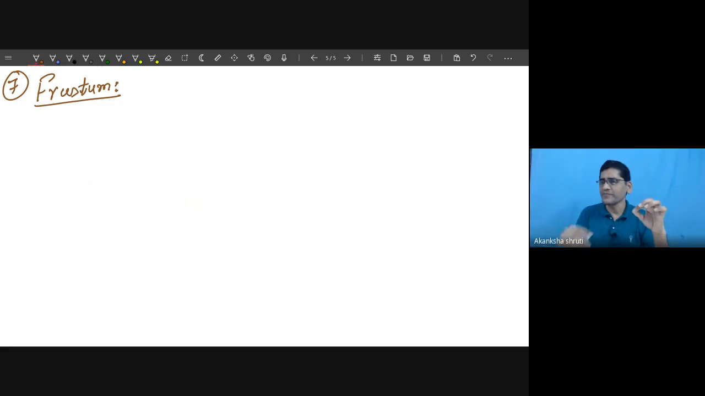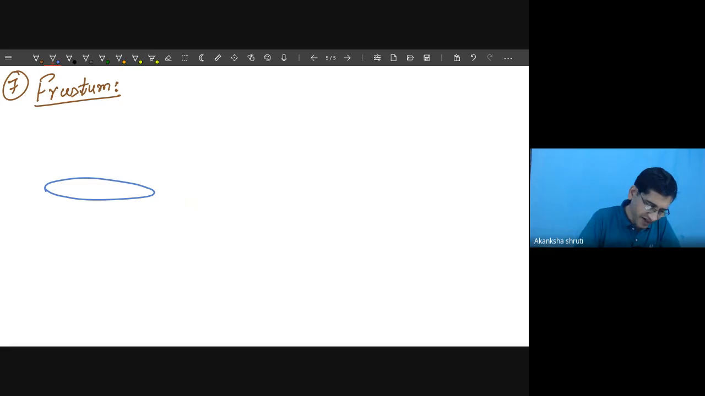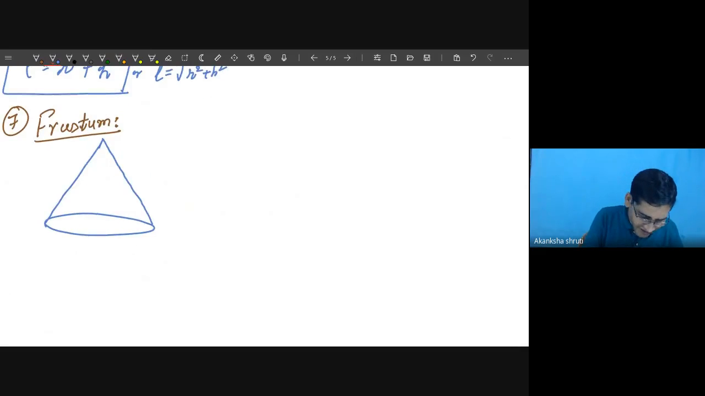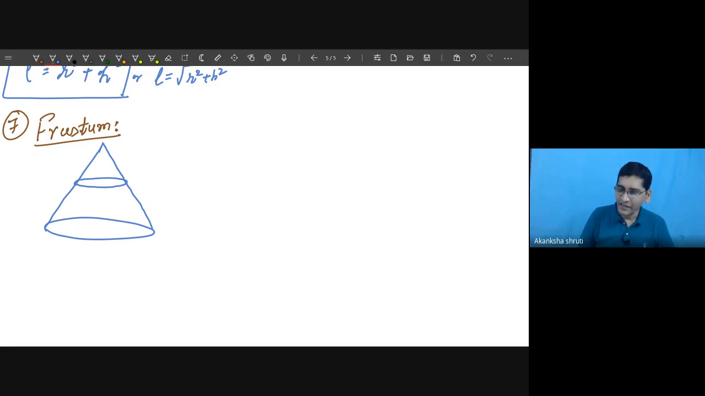What is this frustum? A frustum is the part of a cone which does not include the vertex side, but the other side. Means, if we consider a cone like this, and instead of joining at the vertex, we just consider an intermediate part of it anywhere, the cross-section will be circular everywhere.